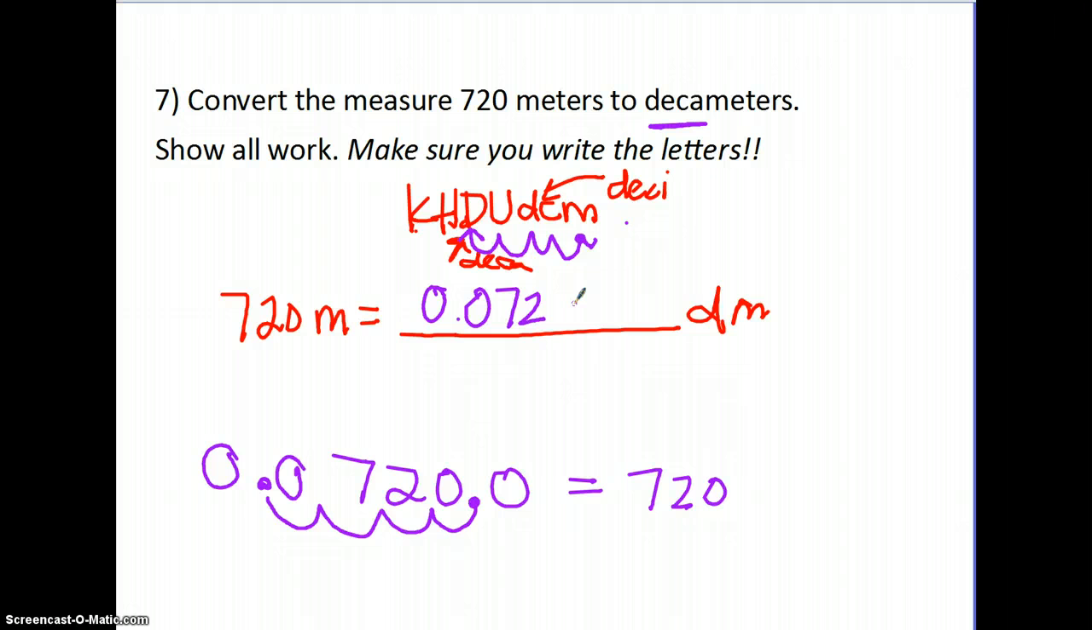Okay? I do not need to write these 2 zeros right here, because that doesn't change my answer. 0.072 is the same thing as 0.07200. These just are not necessary. Moving on.